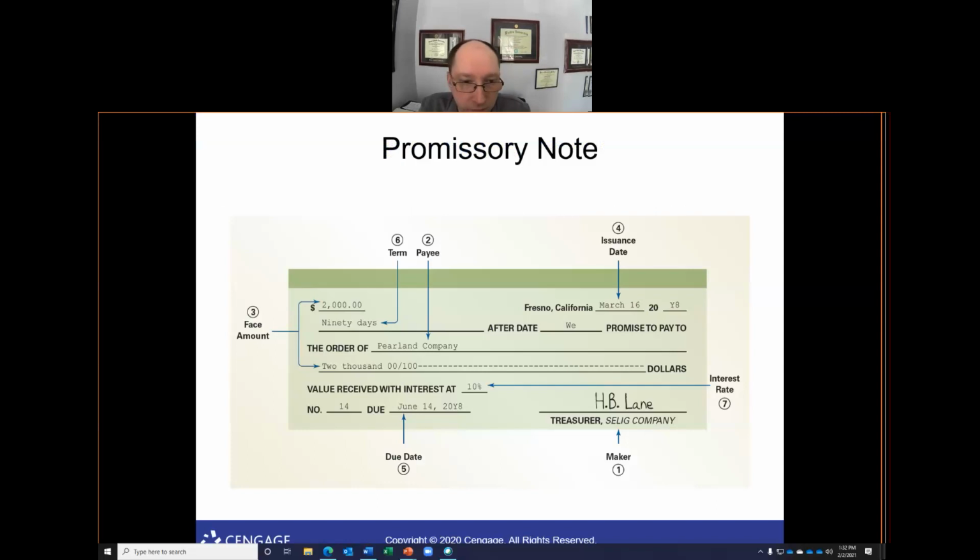Now here's an example of a loan. You've got your typical stuff. You've got the signature, who made the loan. You've got who it was paid to, the face amount, the issuance date, when we made the loan, right? When it's due, when you have to pay the loan back. The term, how long you have to pay it, and the interest rate. 10% on 90 days, that's pretty high. Just saying.